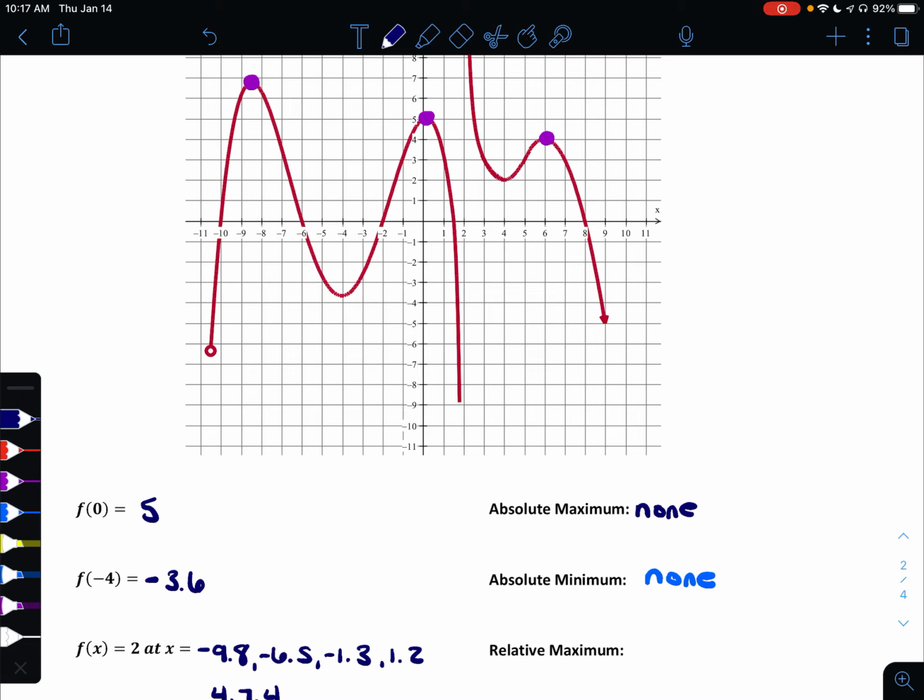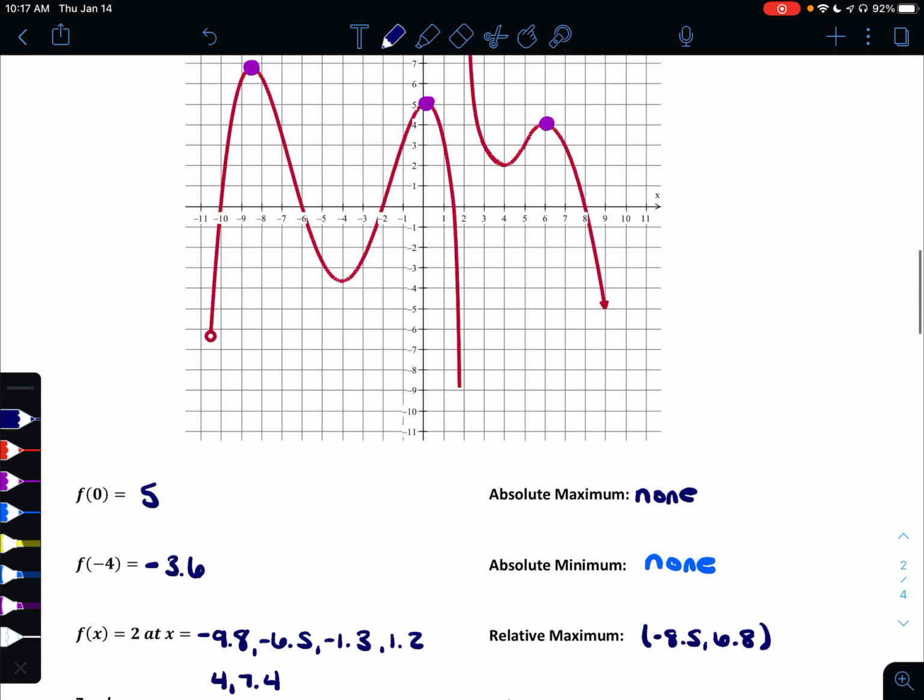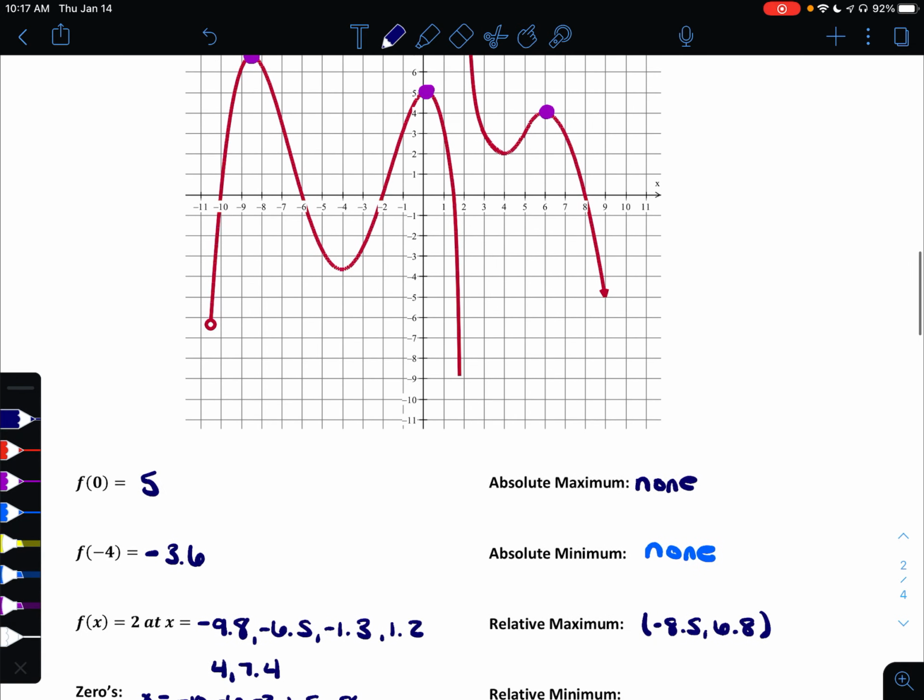Okay, so our relative maximums, our first one, I would say that looks like about negative 8.5, 6.8 maybe. And again, I'm just estimating. If your decimals are a little different than mine, that's 100% understandable. All right, this next one looks like about 0.5. And then the last one, I'd say about 6.4.